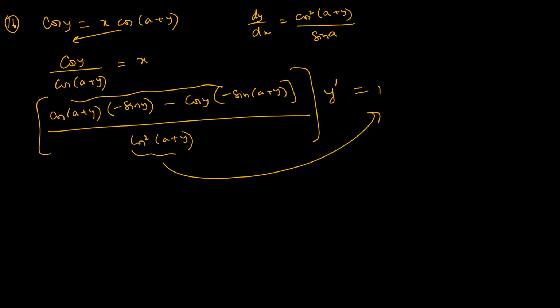So basically the numerator is sine of (a plus y) cos y minus cos of (a plus y) sin y. Basically, what is the sine of a minus b? Sine of (a plus y minus y). Cancel this, you'll get the second.